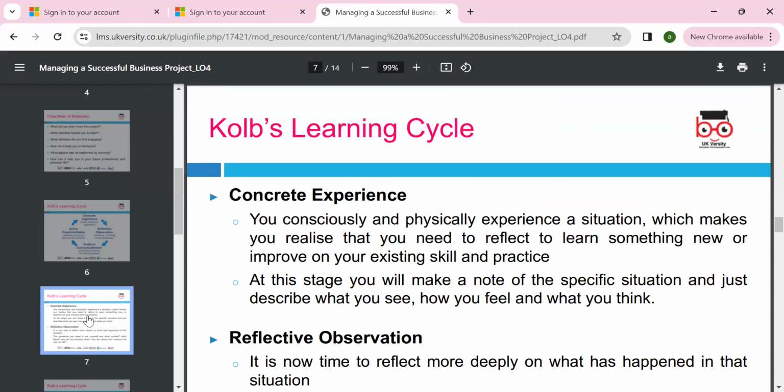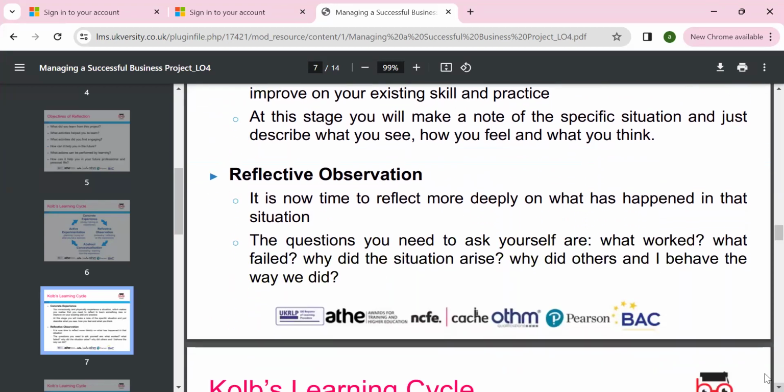So called concrete experience: you consciously, physically experience a situation which makes you realize that you need to reflect to learn something new, and improve your existing skills and practices. At this stage you make note of the situation and describe what you have seen, how you feel, and what you think. So maybe at the end of your qualification, you can reflect on what you learned, or how much you were engaged in these processes of learning, or if you do any other course, what you can do differently. So it's now the time to reflect more deeply on what happened in that situation.